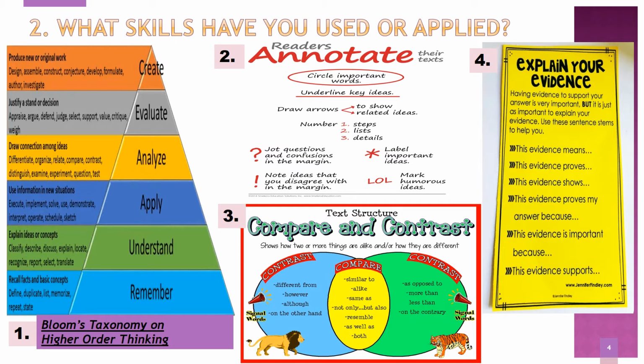Now on number 2, you'll see that we say annotate. That is note-taking, and here is a beautiful picture where you can see you can circle words, underline keywords, you can draw arrows, you can number them, star them, exclamation.